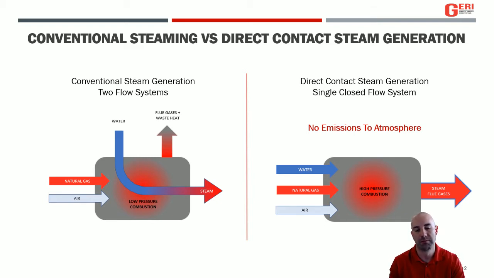It works well, but the direct contact steam generation is slightly different in that we're mixing everything together: water, natural gas, and the air. We're combusting it, and we're creating that steam almost instantly, and everything is getting injected downhole. There's no emissions to the atmosphere here. This is a 100% closed system, and so the energy efficiency of this part of the process is extremely high.